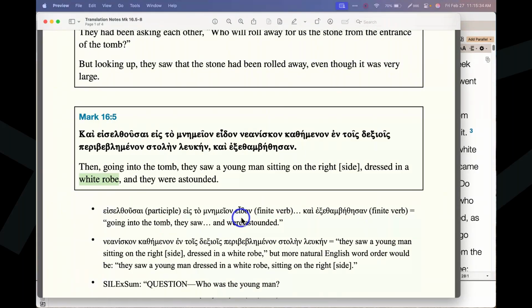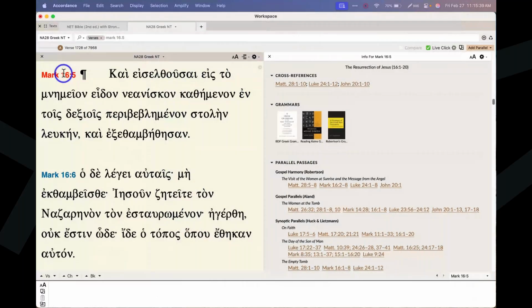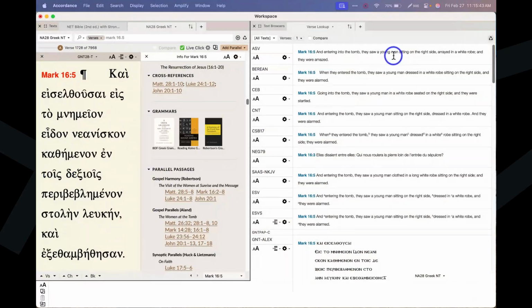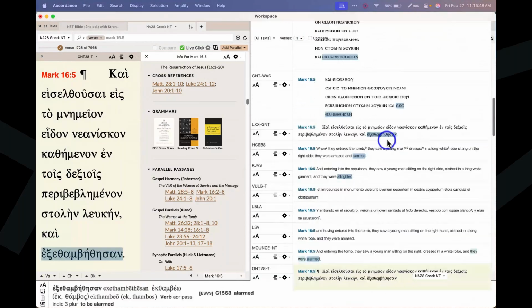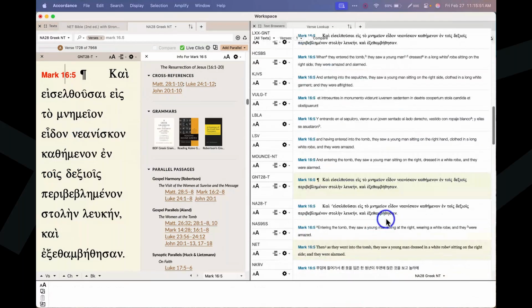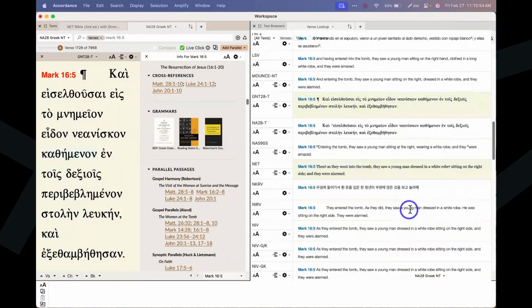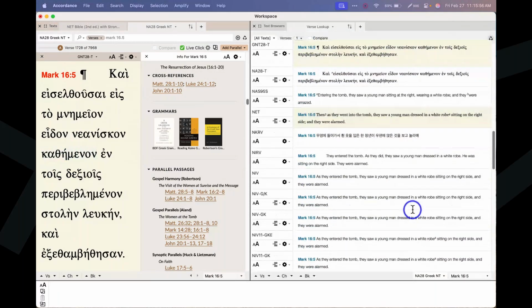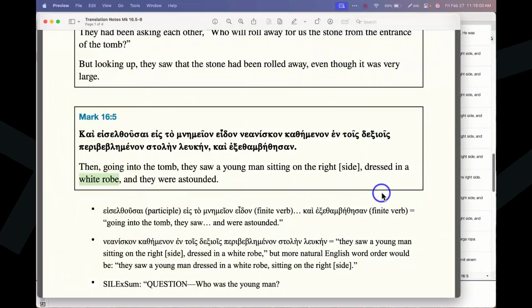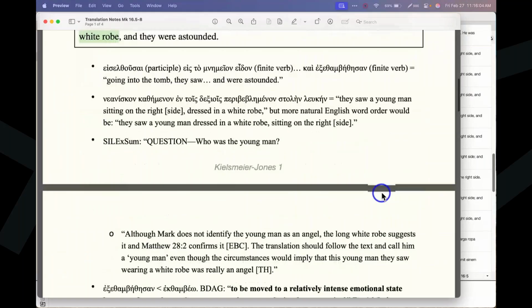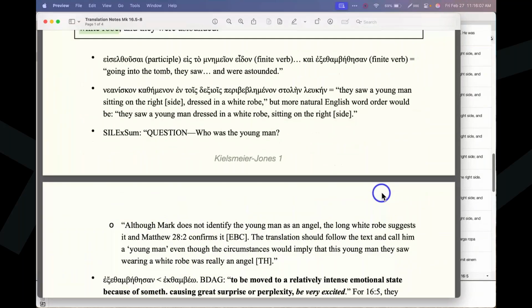I didn't check other versions, but we would be hard pressed to find angel in any translation. We've got young man, young man, young man. Again, because all these translations, even with their different philosophies, are wanting to be true to what Mark is saying. And so even if we think Mark has an angel in mind, it's young man. So again, easy translation decision in my opinion, but still there's a question of meaning that we would want to unpack here. And in fact, here's a source that says the translation should follow the text and call him a young man, even though the circumstances would imply that he was really an angel.